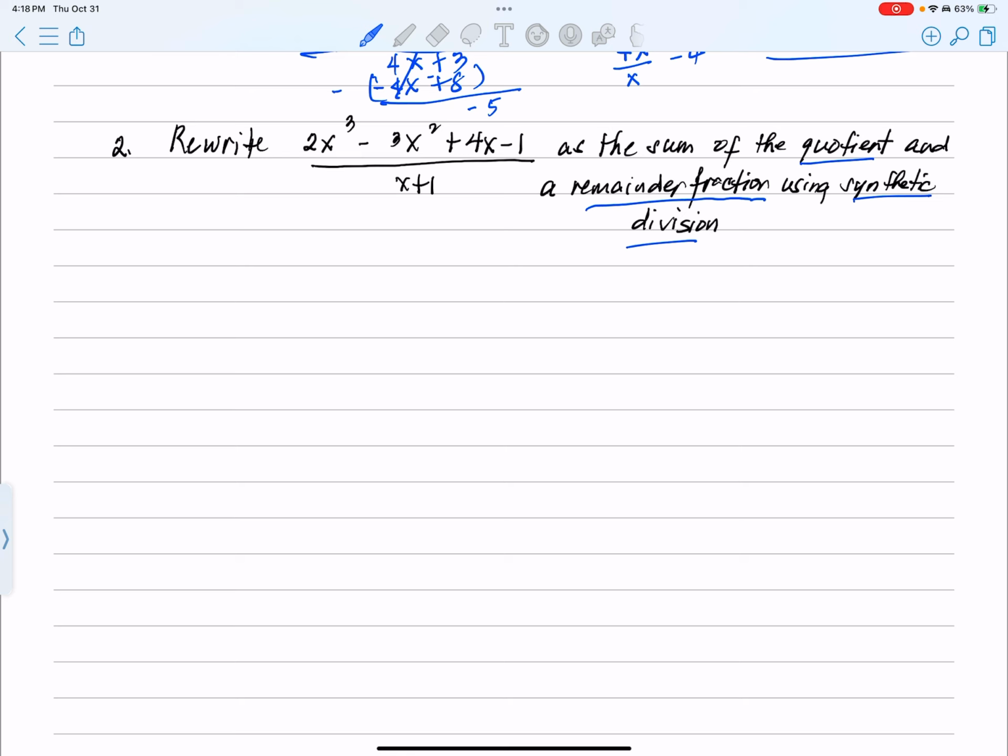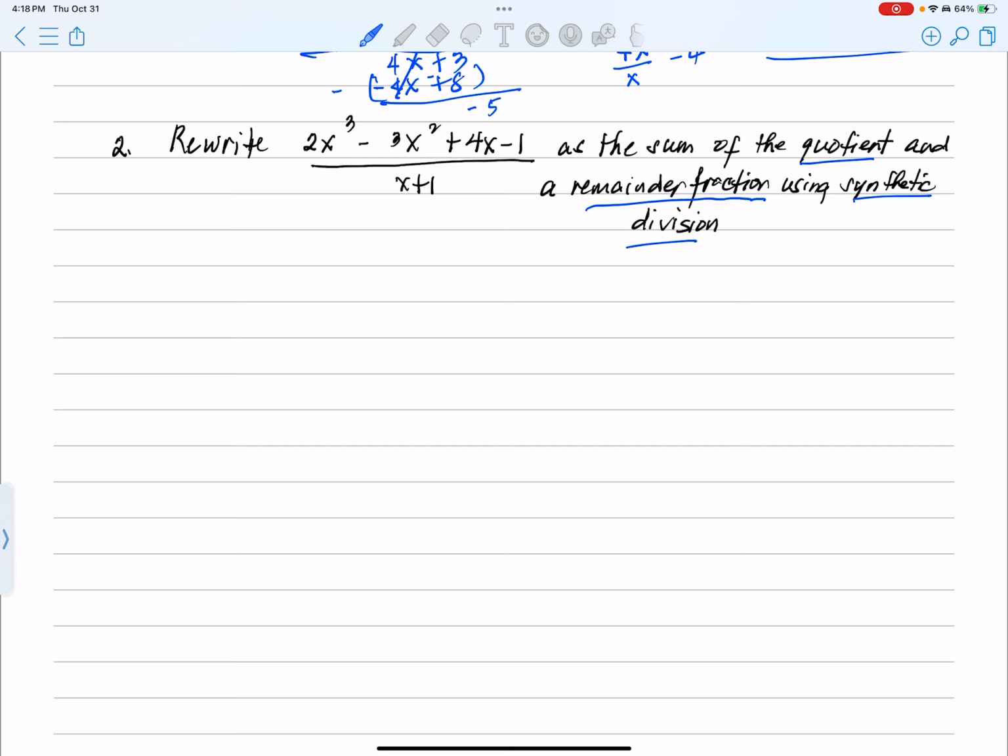Here, everything is in order. We have no missing term. So the exponents are 3, 2, 1. All right, it's been checked. Okay, let's do this.